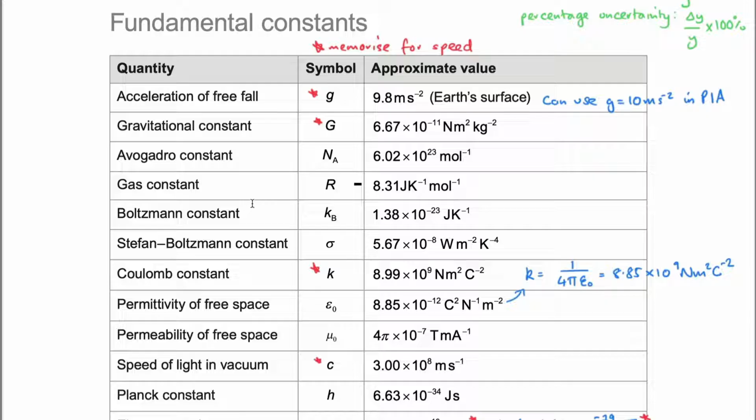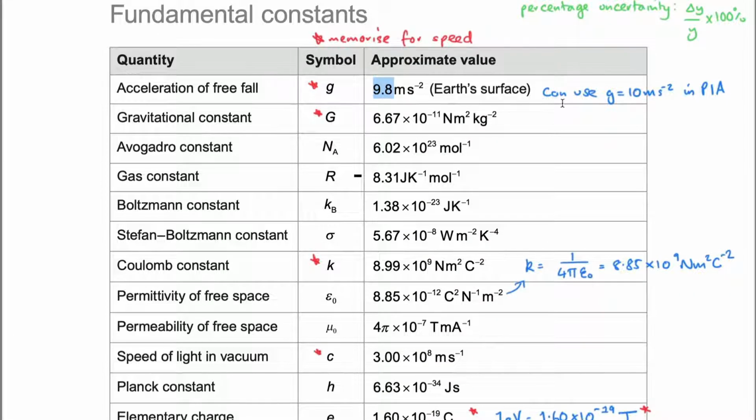Tip number 3 is head to the fundamental constants page and highlight the following constants to memorise. I know they're in the data booklet and you think, why would I memorise them? Trust me, this will speed your exam up so much. So the constants I would memorise are the acceleration of freefall g, and we're memorising that as 9.8 metres per second squared. Little tip, if you're doing the multiple choice questions in paper 1A, you can just use 10. The answers will work if you use 10 in paper 1A.